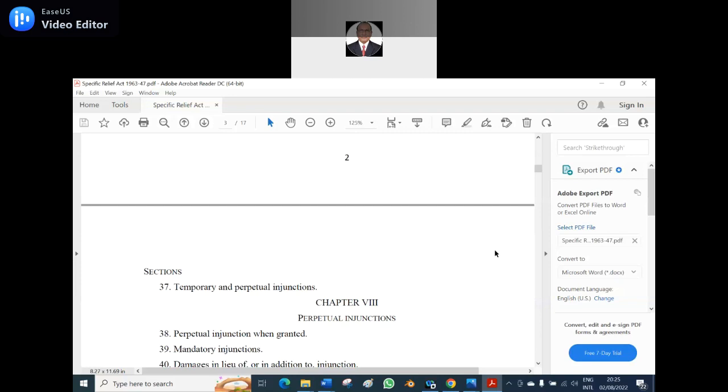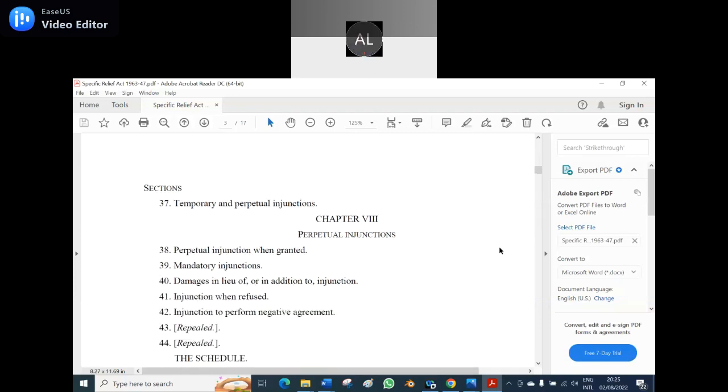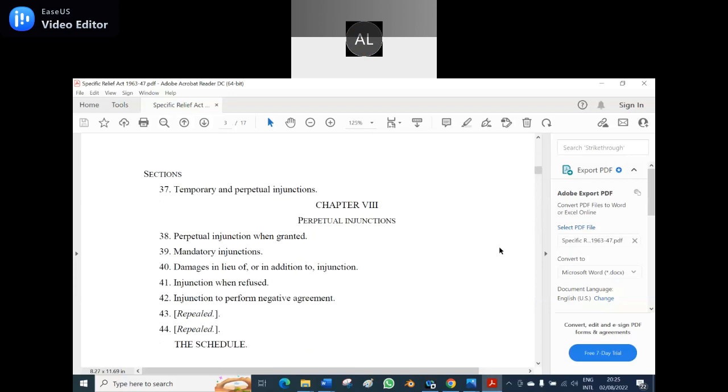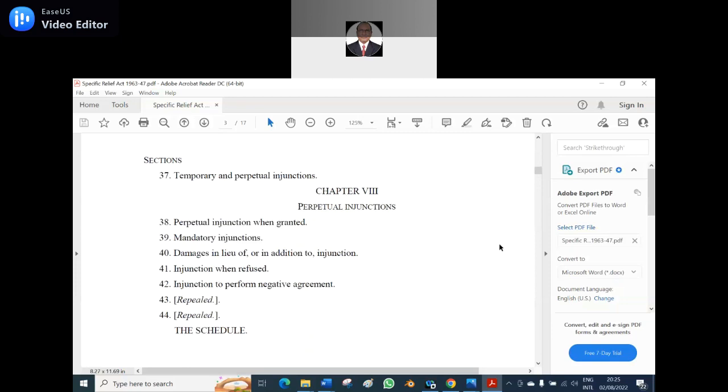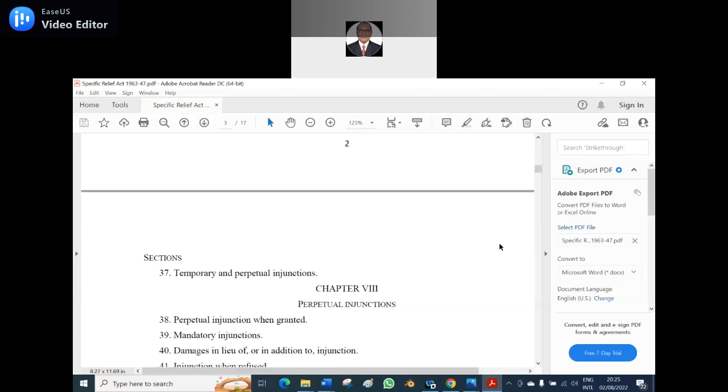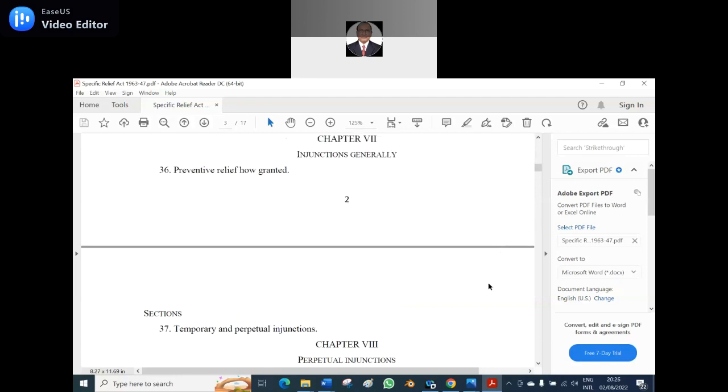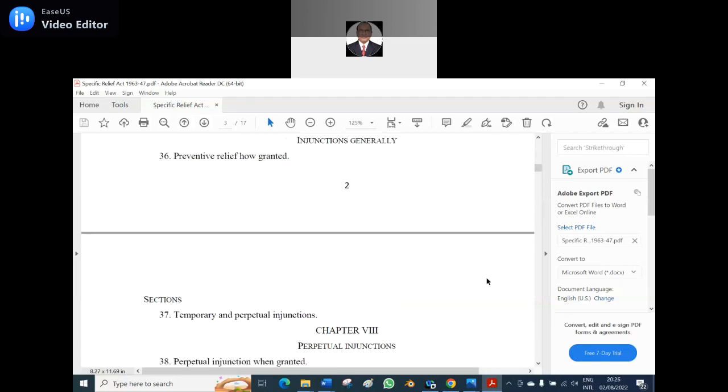Then what is the answer? Section 37 is the answer. So, chapter 8 is perpetual injunctions. They may ask, perpetual injunctions are given in which chapter? Then the answer is chapter 8. So this is the way that we can also go. And where is the mandatory injunction given, in which section? 39. Mandatory injunction is given in section 39.